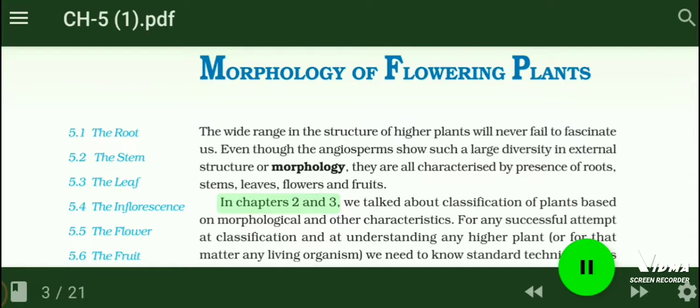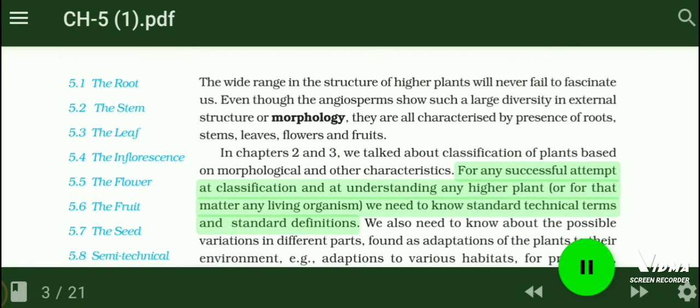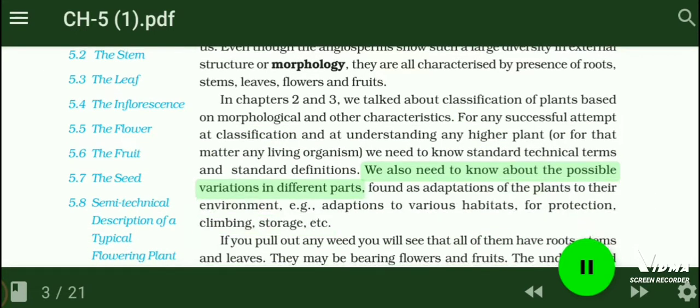In Chapters 2 and 3, we talked about classification of plants based on morphological and other characteristics. For any successful attempt at classification and at understanding any higher plant, or for that matter any living organism, we need to know standard technical terms and standard definitions. We also need to know about the possible variations in different parts, found as adaptations of the plants to their environment, e.g., adaptations to various habitats, for protection, climbing, storage, etc.